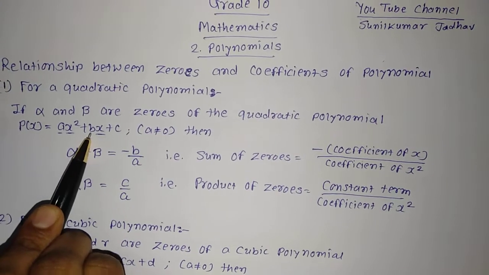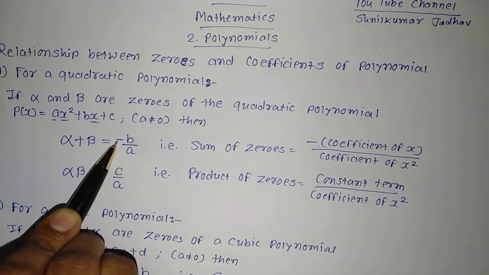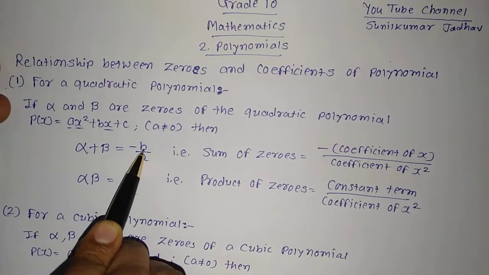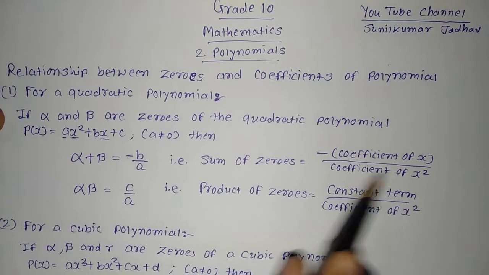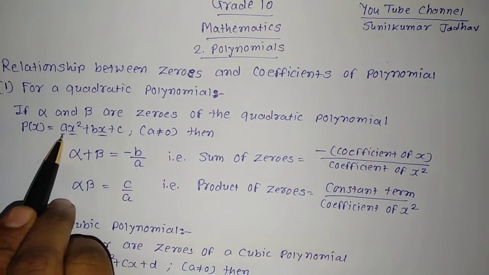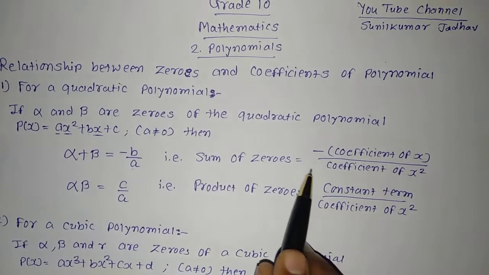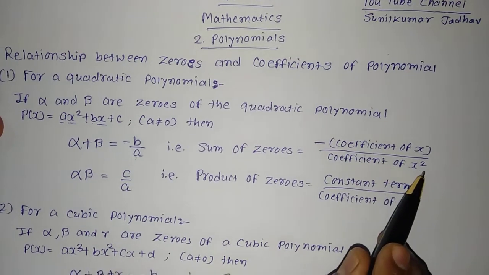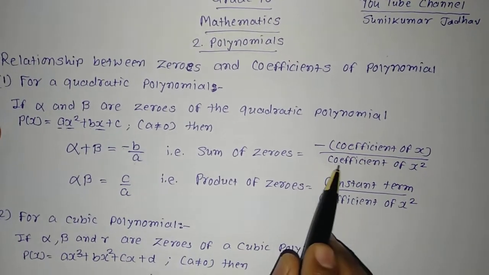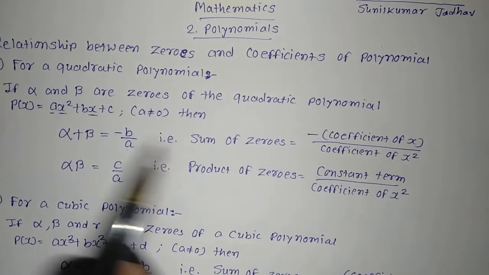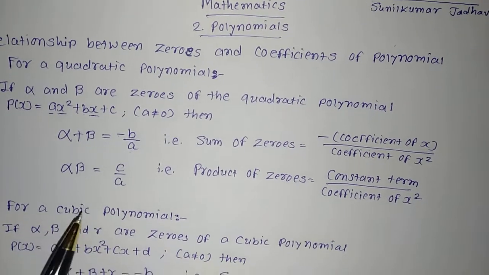What is b? Here you can see b is the coefficient of x, so we write minus coefficient of x upon a. What is a? a is the coefficient of x square, so that is divided by coefficient of x square. So the sum of the zeros is equal to minus coefficient of x upon coefficient of x square, that is alpha plus beta is equal to minus b upon a. This formula you have to remember.